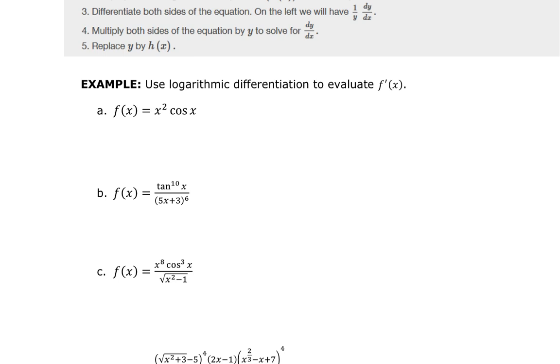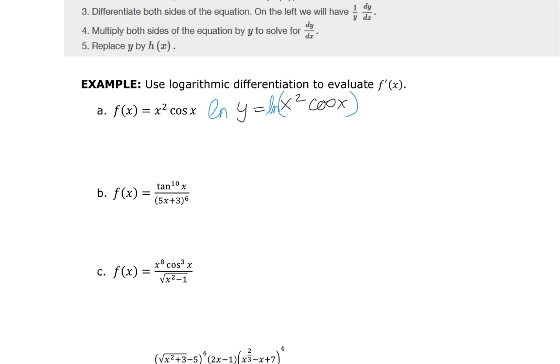What is logarithmic differentiation? Well, basically it says, I'm going to replace f of x with y. So I'm going to write this as y is equal to x squared times the cosine of x. And then what I'm going to do is take the natural log of both sides. Well, why the natural log? Because the natural log is the easier one for derivatives because it's 1 over u times u prime.